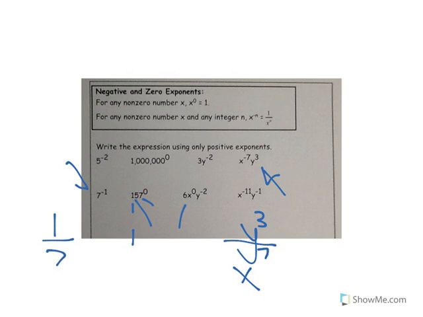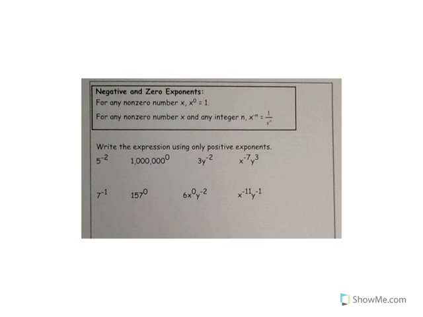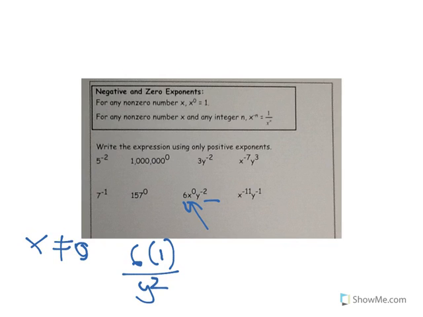Now for this one here, let's clear this off. Now we have to make sure that x is a non-zero number, so we have to list x is not equal to 0. If that's the case, then this is going to be 6 times 1, that's what the x to the 0 power is, divided by y to the second power, because that's that part right there. So it's just going to be 6 divided by y to the second power.